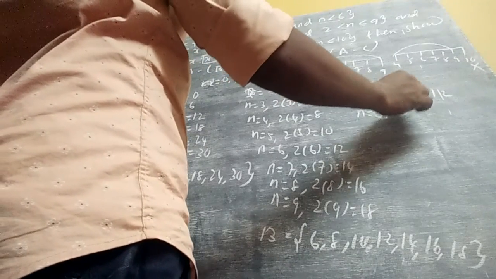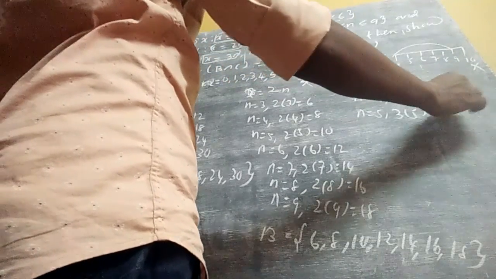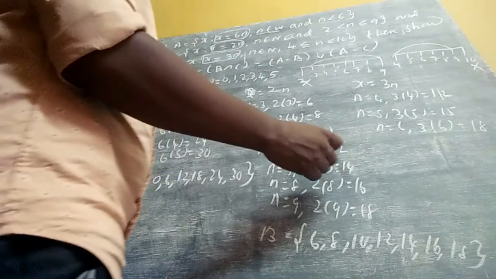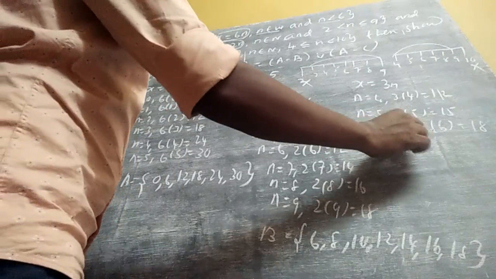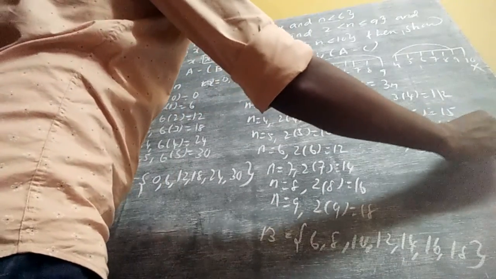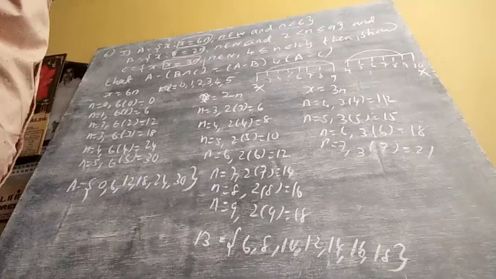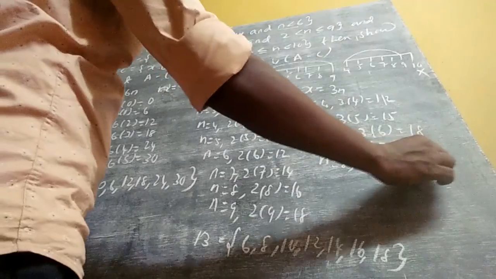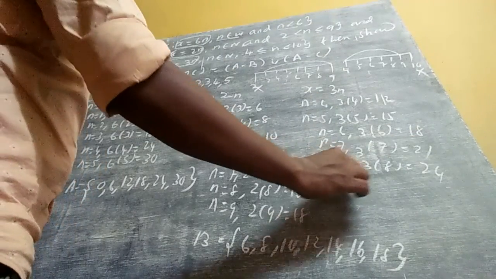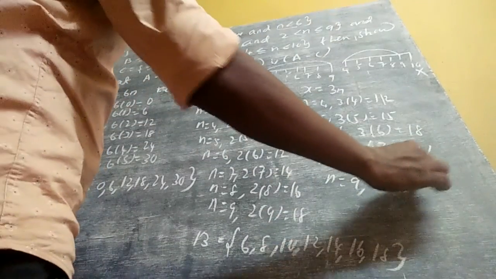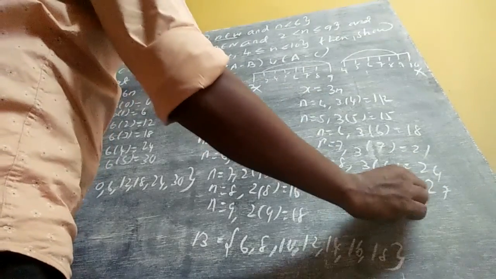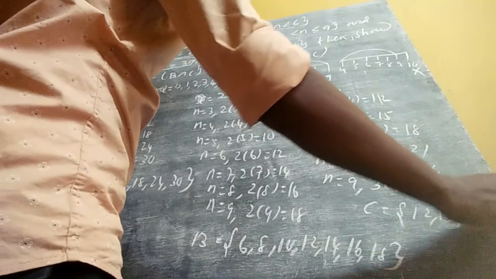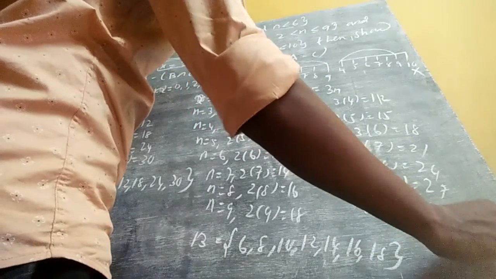n equal to 5, 3 into 5 answer 15. n equal to 6, 3 into 6 answer 18. n equal to 7, 3 into 7 answer 21. Next, n equal to 8, 3 into 8 answer 24. Next, n equal to 9, 3 into 9 answer 27. Now we can write the C value. The C value is 12, 15, 18, 21, 24, 27.